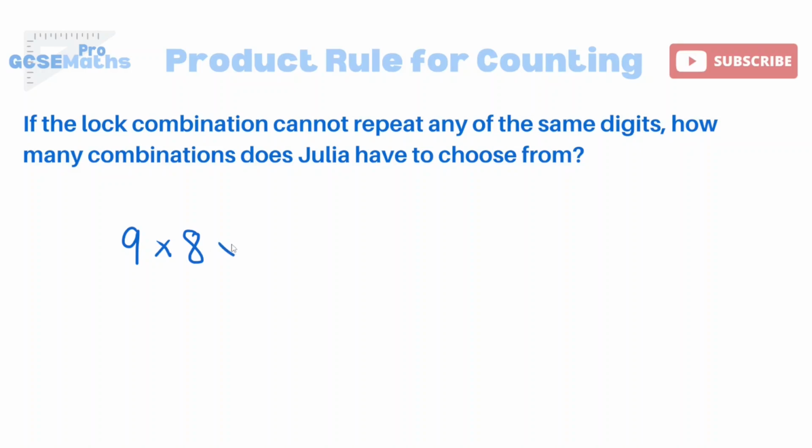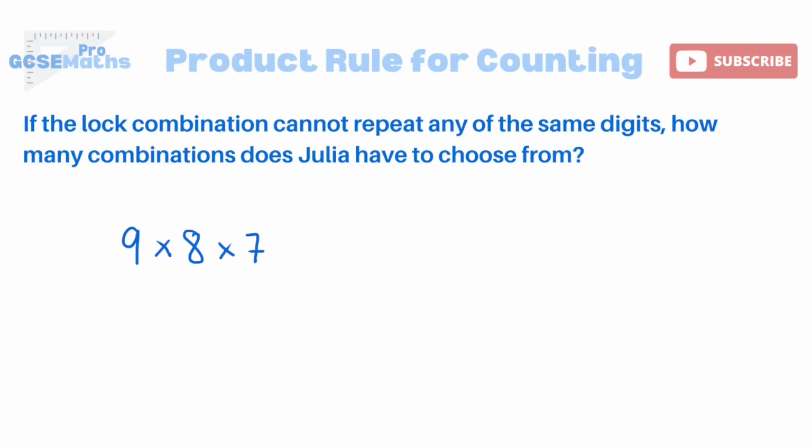And then if we think about going to the third dial, well, I've already chosen the numbers for the first and the second dials. So I've already chosen 2 numbers. So how many numbers do I have to choose from in the third dial that aren't going to repeat themselves? Well, that would be left with only 7, wouldn't it?